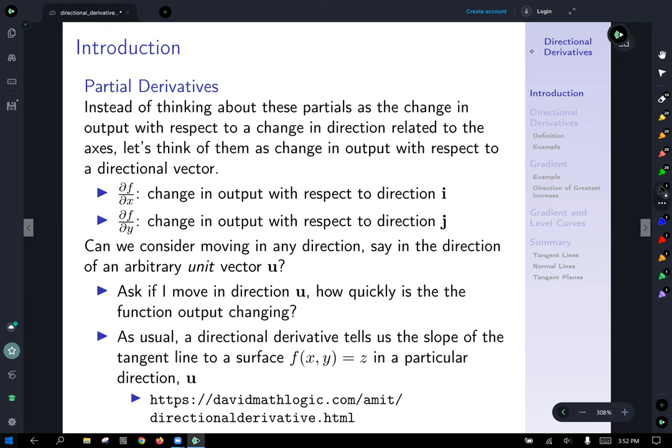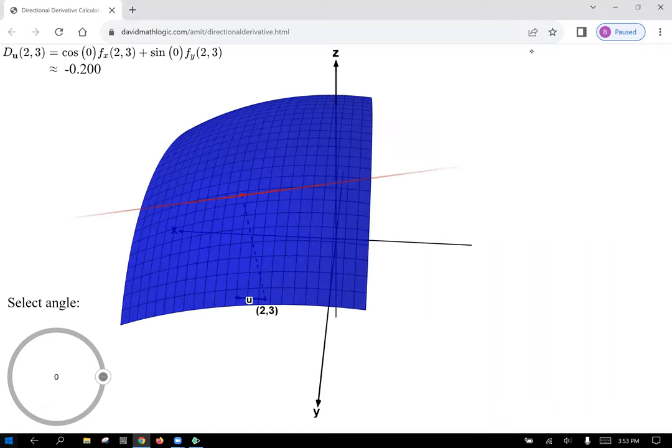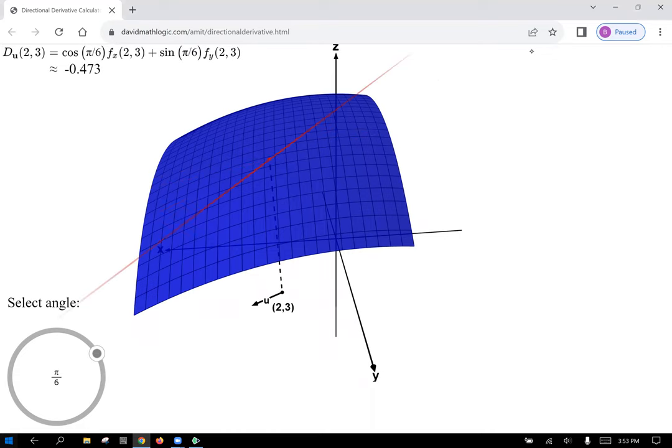And here's a nice applet. It shows we've got ourselves a surface, and there's a unit vector that starts at some input point, (2, 3) in particular here. If I wanted to travel in any direction, I would just need to change the direction I was looking. Think of the direction as you or I looking, standing at that point on top of the surface, in the direction that u points. As you can see, as we change direction, we get a different tangent line, and that tangent line has a different slope in each of the directions.